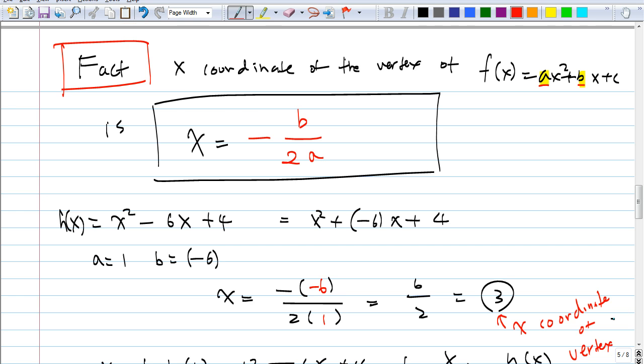Some will be asking, so then how do you find the y value for the vertex? Do you know how to find the y value? Yeah, you plug in 3 to your function. In other words, you find h of 3, which is your y value.